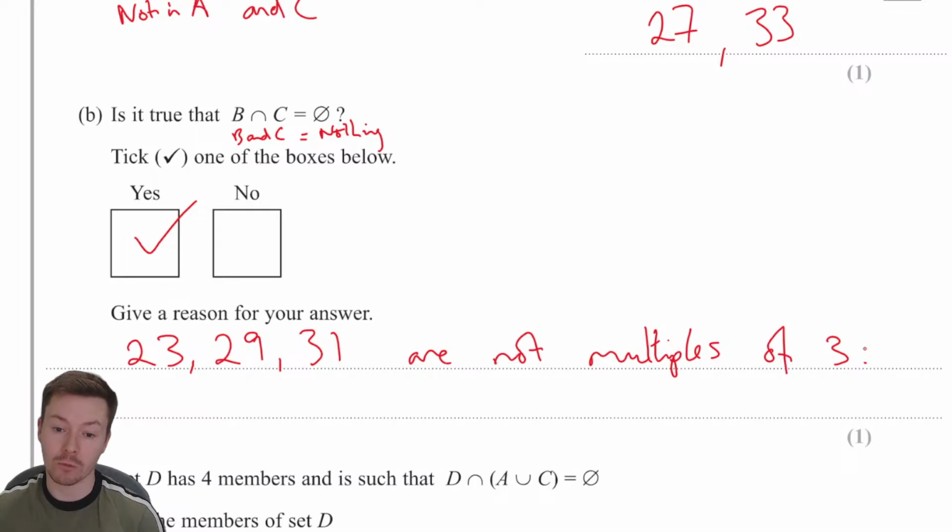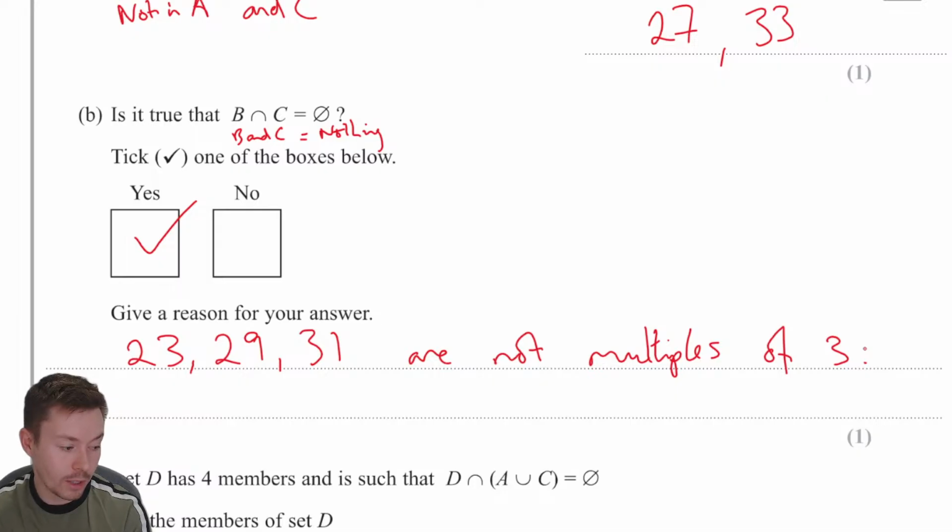We need to tick the right box here for 1 mark and give a justifiable reason. Looking at the mark scheme to my left, the things they would have accepted are, obviously you have to say yes, no members, numbers, values in common, nothing in common, no common members, numbers, values, they share no common members, there is not the same members, there is no intersection, or there is nothing in B and C. Again, very similar.